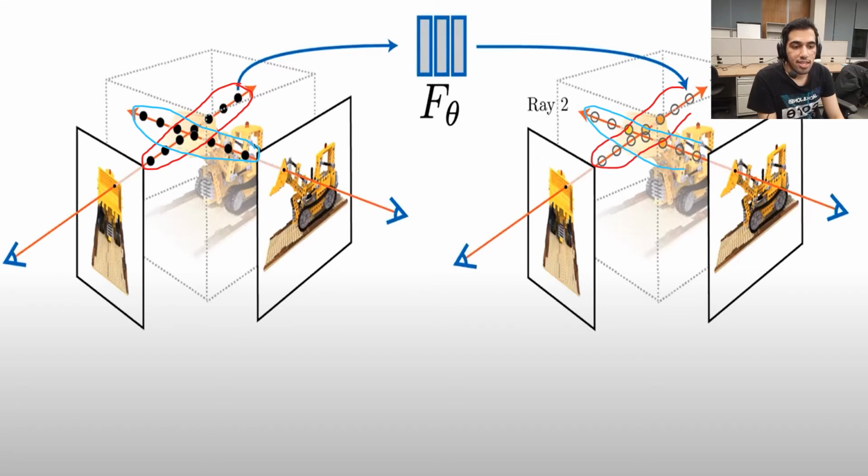And what are we going to get? For each individual data point in the previous space, we're going to get a density parameter and also a color, which we're going to use for the volume rendering.